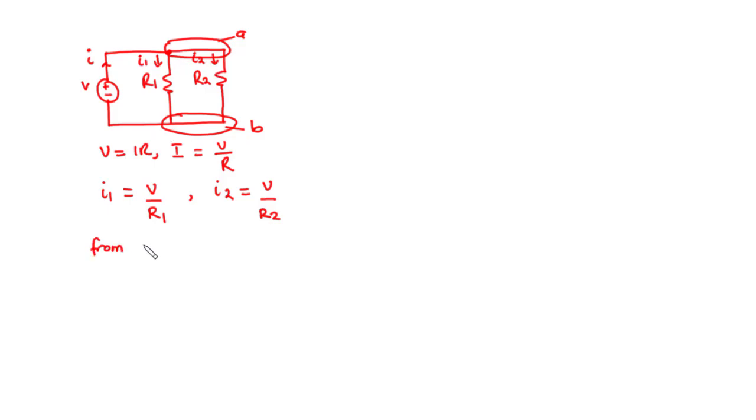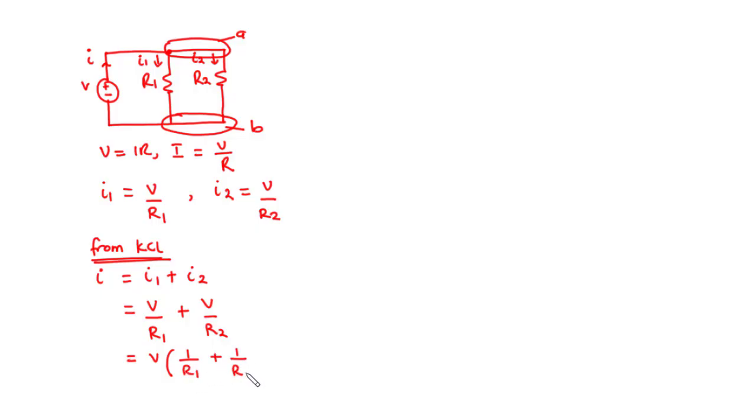So from KCL, or applying KCL at node A, we can have I equals I1 plus I2. Now let's substitute the expressions for I1 and I2 in here. So that becomes V over R1 plus V over R2. So we can factor out V, and then we have 1 over R1 plus 1 over R2. Now what's in the brackets here is what we call the reciprocal of the equivalent resistance or the total resistance. Now what this primarily means is that we have 1 over Req to be equal to 1 over R1 plus 1 over R2.